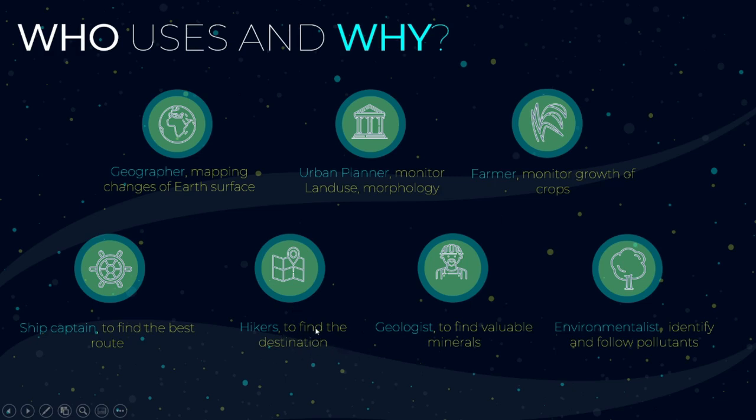And hikers also use this technology or GIS to find their destination, because most of the time hikers choose remote areas, so they need to know where they are going. Then the geologists use this technology to find valuable minerals, which means they can use remote sensing to find ground anomalies where there is a possibility of mineral formation. And environmentalists can use this technology to identify and follow pollutants. Suppose there is an oil leak in the ocean, they can use this technology to track the oil leak path.